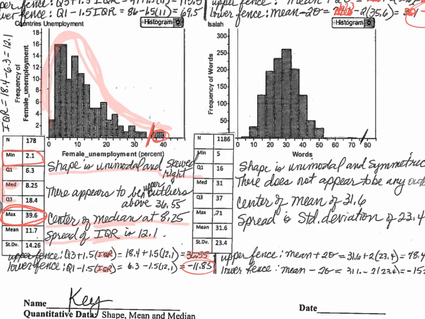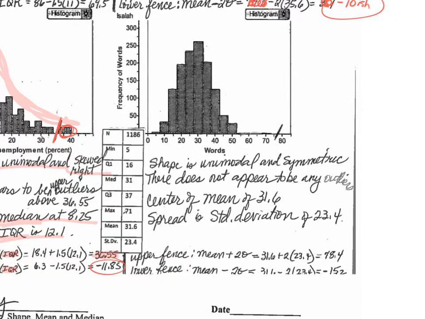All right, let's look at this last one. I say it is fairly symmetrical, okay? That's my first thing. Since I have symmetry, standard deviation, and mean, the measure of center is the mean at 31.6, and the measure of spread is the standard deviation at 23.4. My outlier rule is the standard deviation outlier rule, mean plus 2 standard deviations, which brought the upper fence up to 78.4. The mean minus 2 standard deviations is a fence at negative 15.